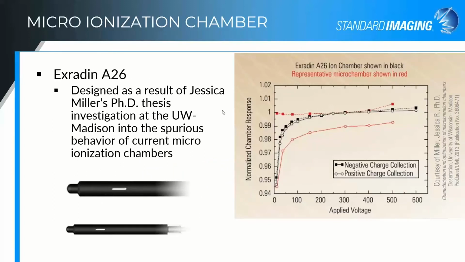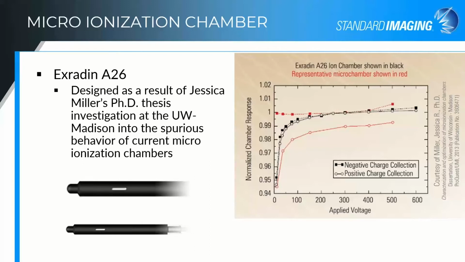So the old standard finally working properly. I promised you a little data about that. The A26 has been around for a while now, but it was designed as a result of Jessica Miller's PhD thesis investigation at UW-Madison. She was looking at all of the micro-ion chambers that were on the market at the time. All of them exhibited a strange behavior in terms of recombination or ion polarity.